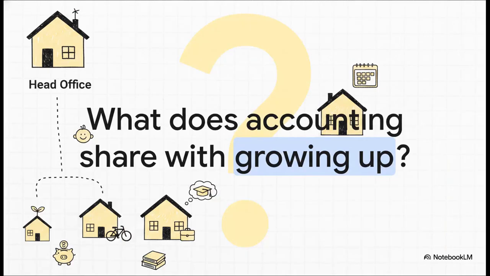So, what does corporate accounting have in common with growing up? I know, it sounds like the setup to a cheesy joke, but it's actually the absolute perfect framework for wrapping your head around this. Think of the main headquarters, the head office, as a parent. As this business grows, it creates branches. Those are essentially its children. And just like real kids, these branches exist at very different life stages. They've got varying levels of freedom, different responsibilities, and totally different sets of rules.